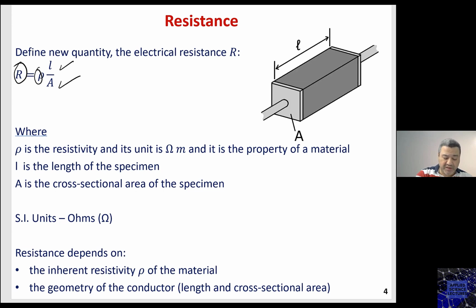So the resistance here is the resistivity times the length divided by the cross section. We know that the resistivity is in ohm meter, then the unit for the resistance is only ohm, where L is the length of the specimen here, and A is the cross section of the specimen, and we know that the resistance relies on the resistivity of the material.